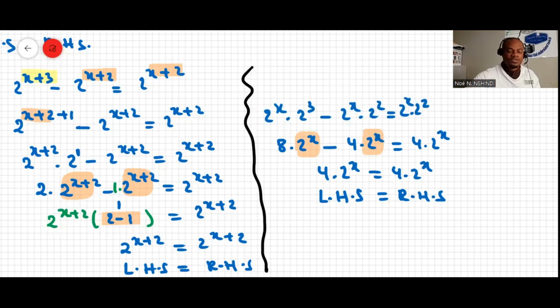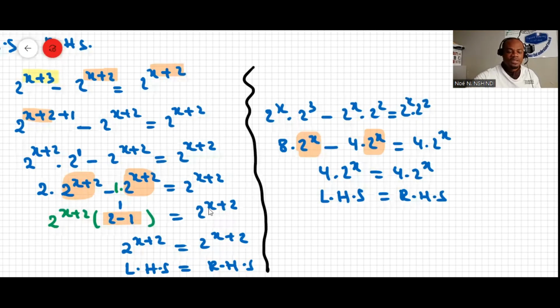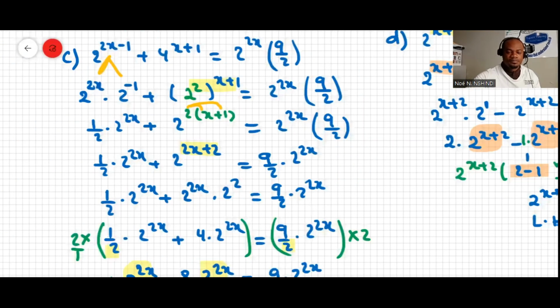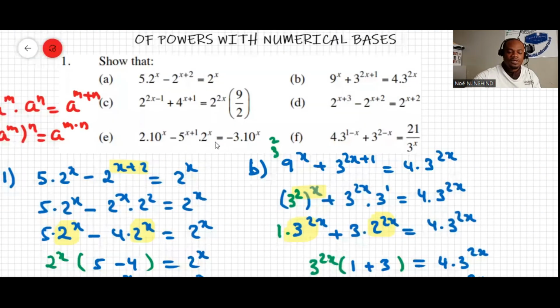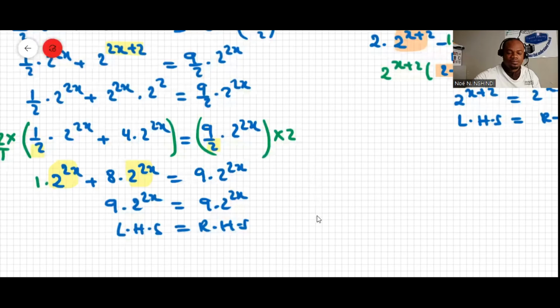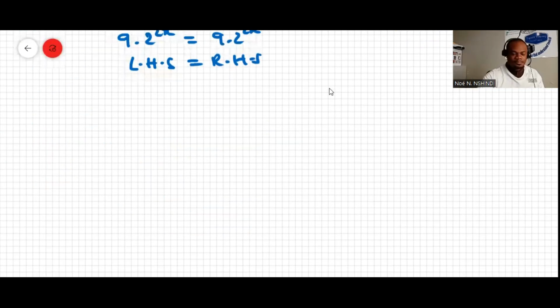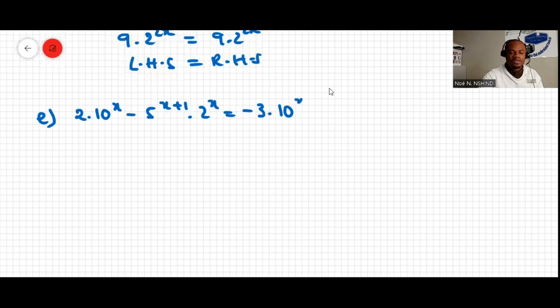Let's do the next question. It is question E. Okay, here is question E. E is 2 times 10 to the x minus 5x plus 1 multiplied by 2 to the x equal to negative 3 times 10 to the x.